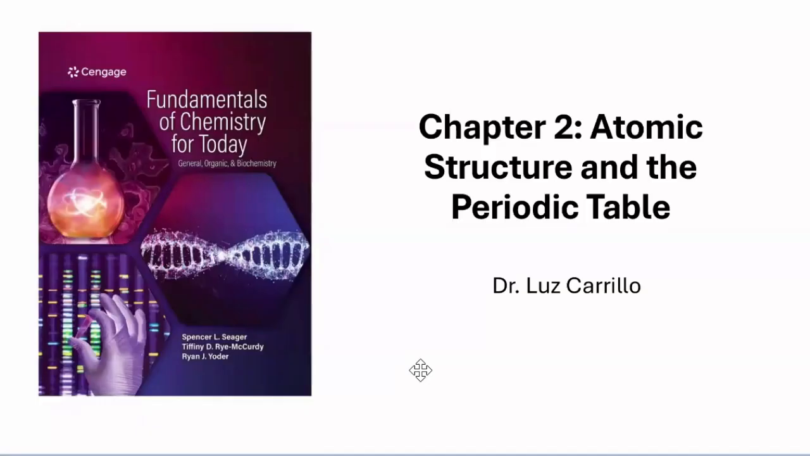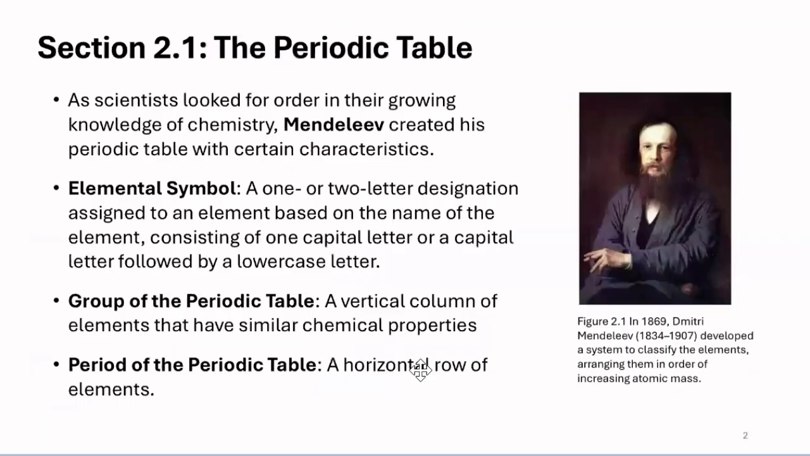In this video, we're going over the concepts of Chapter 2, which is titled Atomic Structure and the Periodic Table. The periodic table is a structured chart that organizes all the information that is known for the elements known to date. The first organization of the elements was developed by Dmitri Mendeleev, and we can see an image of him on the right side of the slides.